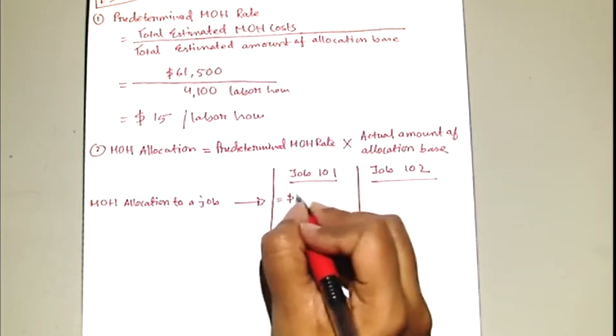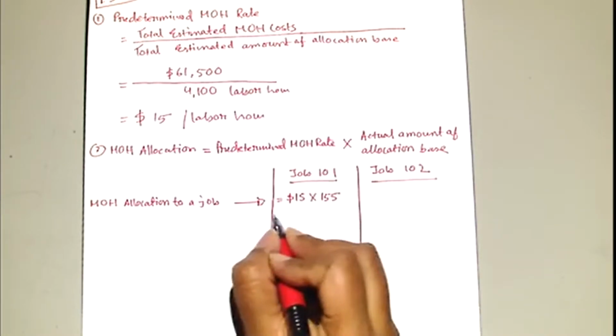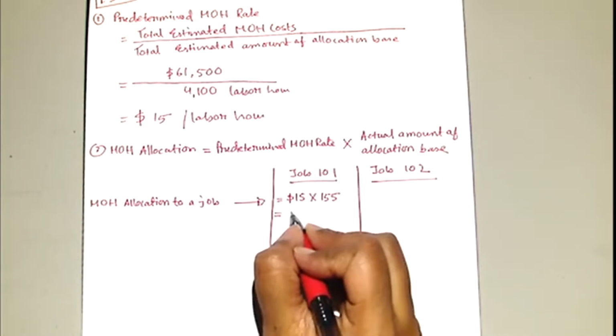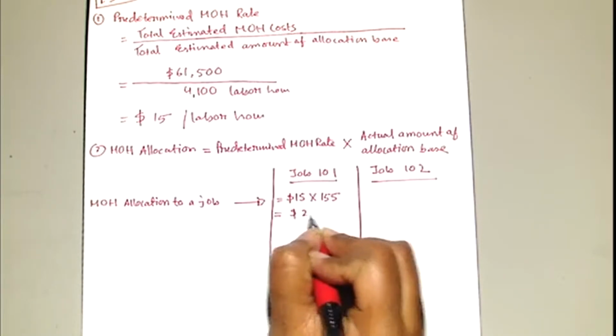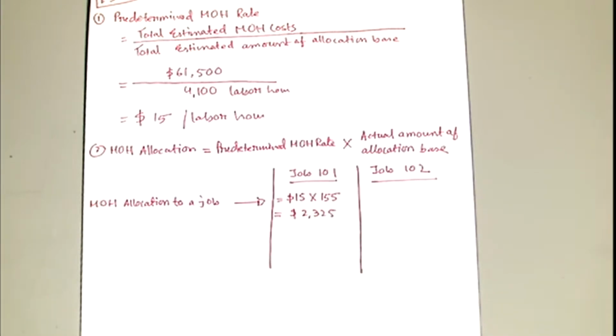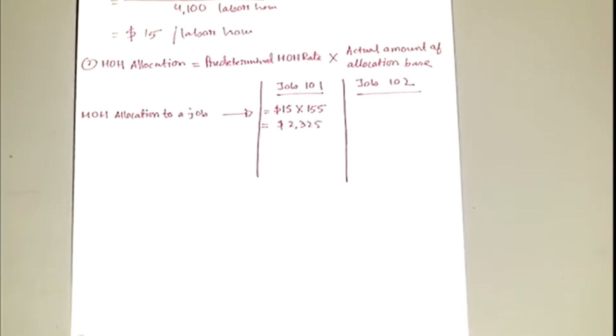Okay, so you just tell me the answer. $15 is the rate, and you multiplied it by how many hours your labor worked for job 101. If you multiply these two, can you repeat it, Kyle? 2,325, am I right? Okay, great. Everyone got it.